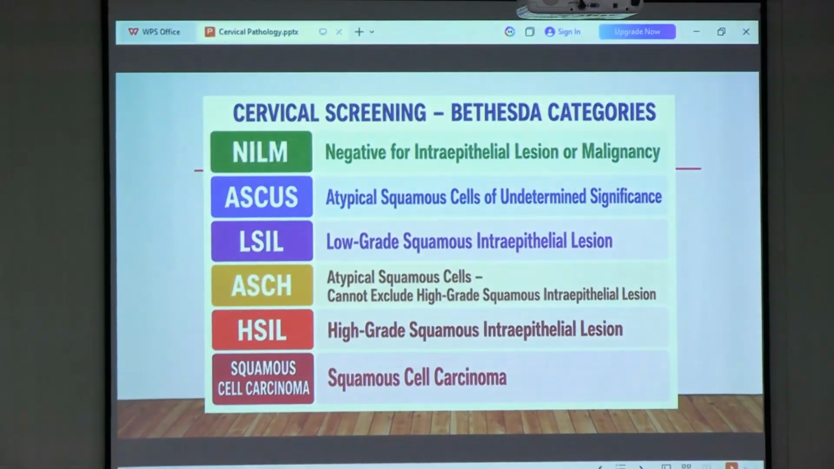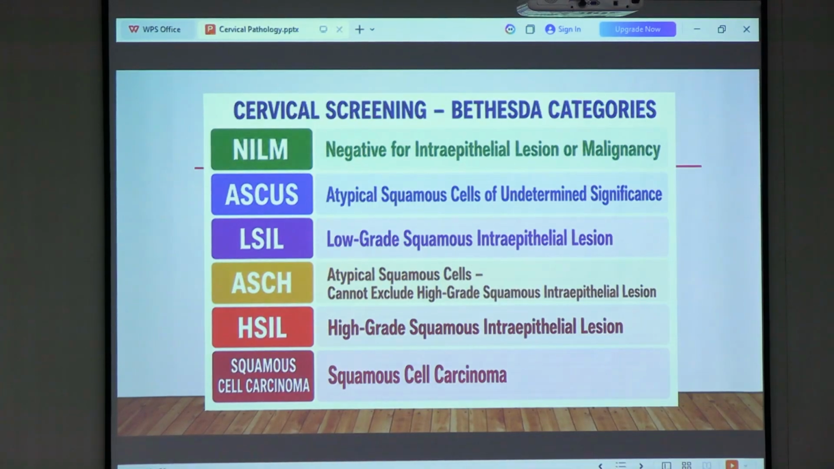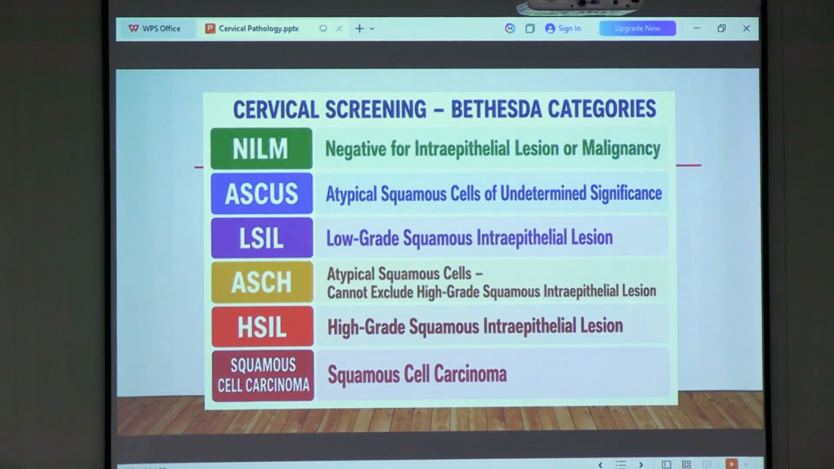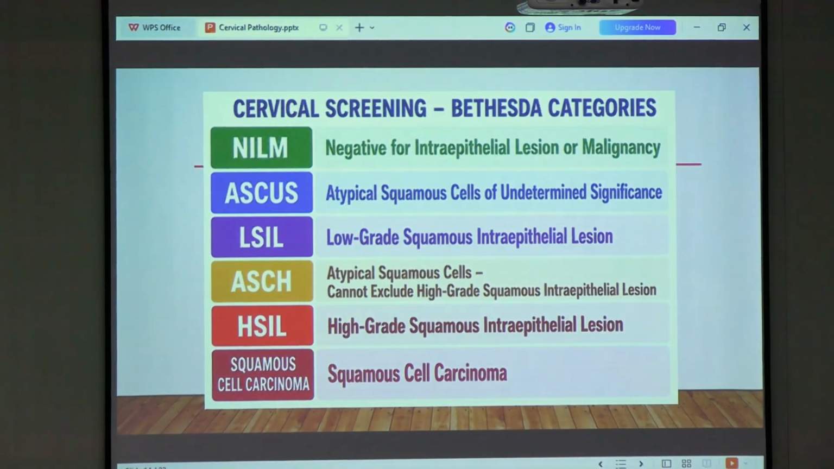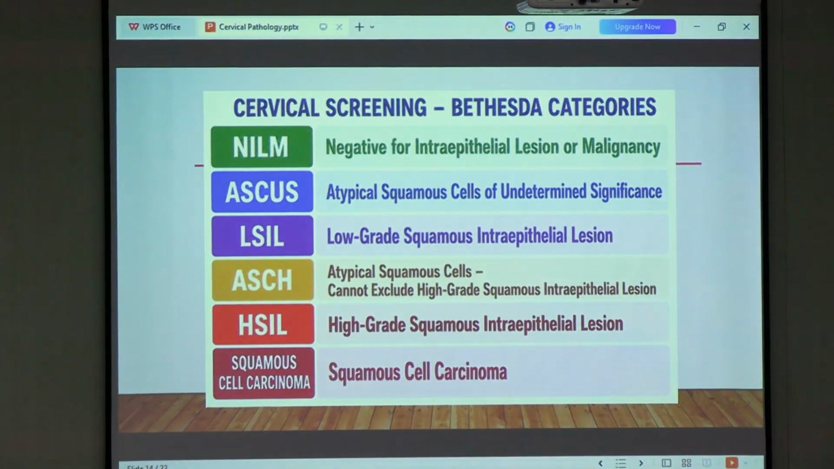LSIL and HSIL I have told you already. Okay. And if there is excessive evidence of malignancy, invasive malignancy like necrosis and hemorrhage, one of those features, we are going to call it directly as squamous cell carcinoma. Okay. So this is how it is reported. In between there are two gray zones. Okay. When we are not able to call it normal, but it is not LSIL also. That gray zone is called ASCUS, atypical squamous cells of undetermined significance.